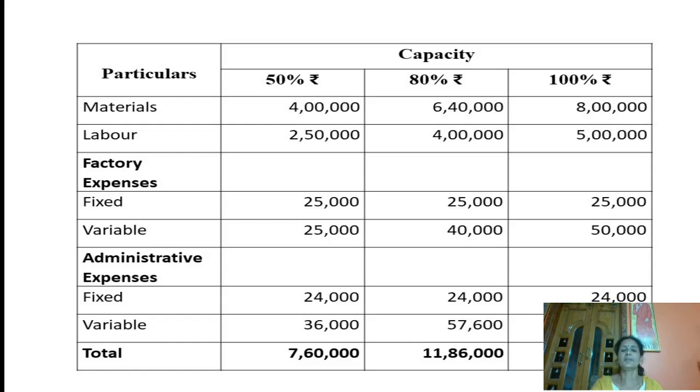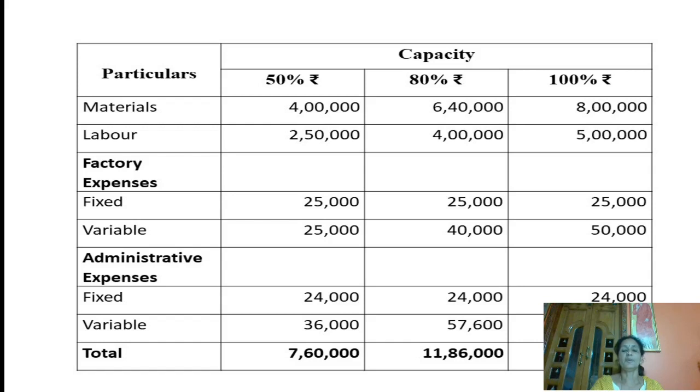So take 25,000 for 50%, for 80% as well as for 100%. You can check, it is the same for 50, 80 and 100; it remains the same, that is 25, 25 and 25. Next, 25,000 is variable. So here you have to again cross multiply and check. For 50% capacity, the variable expenses related to factory is 25,000.